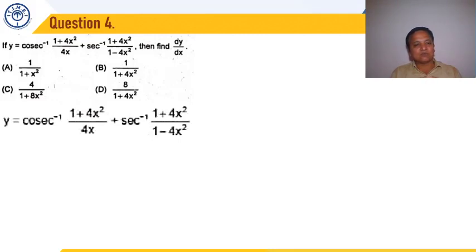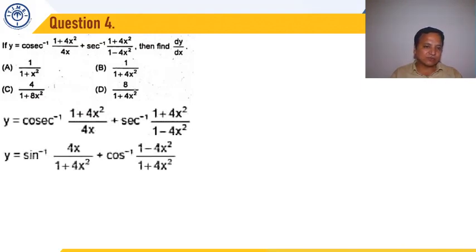Cosec inverse x is equal to sine inverse 1 by x. Sec inverse x is equal to cos inverse 1 by x. So by using this property, we just take the reciprocal of the value inside. We say cosec inverse (1 plus 4x square) upon 4x can be written as sine inverse 4x upon (1 plus 4x square). And sec inverse (1 plus 4x square) upon (1 minus 4x square) can be written as cos inverse (1 minus 4x square) upon (1 plus 4x square).